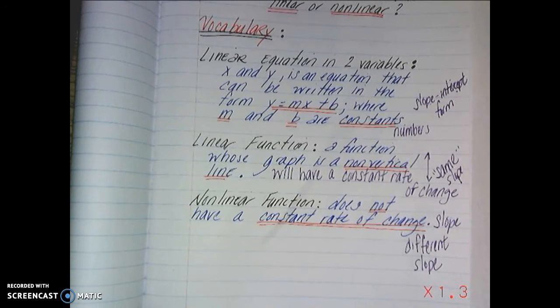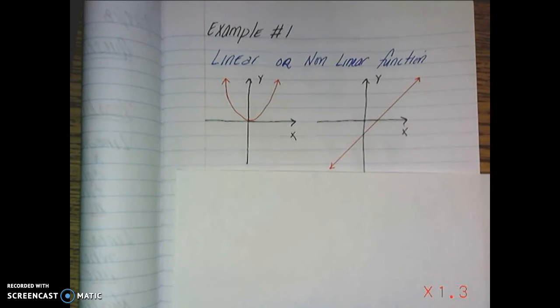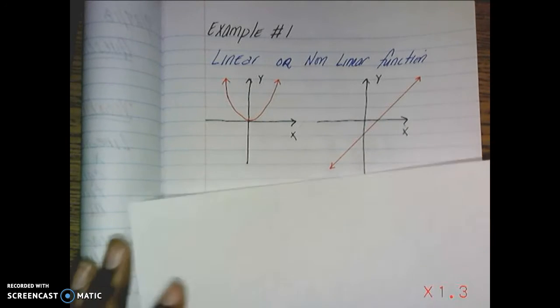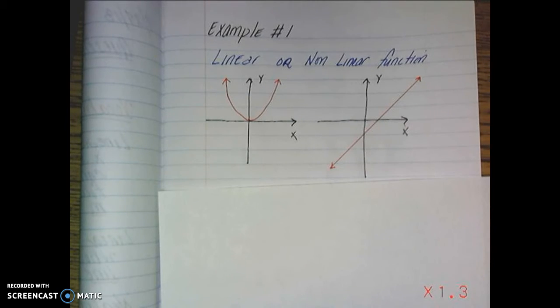Pause it if you need to write it down. Right, so it's not good until we got all those vocabulary words, but now we got to talk about examples. For an example, we want to look at if a function is linear or not linear.